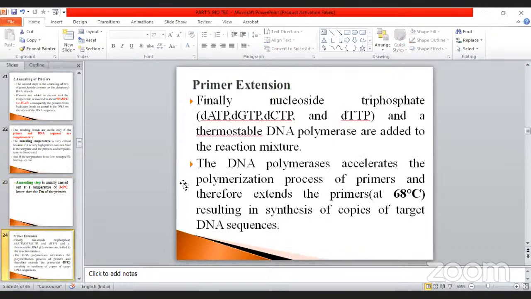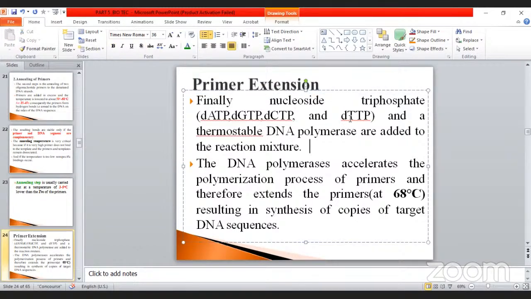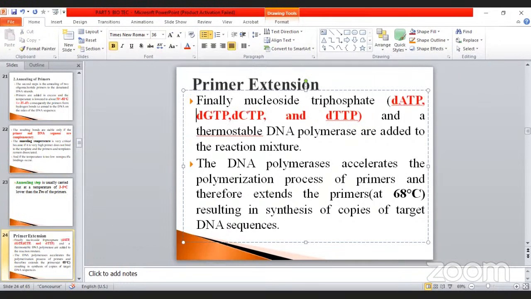So the next one is primer extension. The first step is finished, annealing is also finished. Third is primer extension. The reaction will be completed with the nucleotide triphosphates. Already we discussed this part. These are the triphosphates: adenine, guanine, thymine and cytosine. Adenine triphosphate, guanine triphosphate, cytosine triphosphate, and also thymine triphosphate. These are all very, very important.